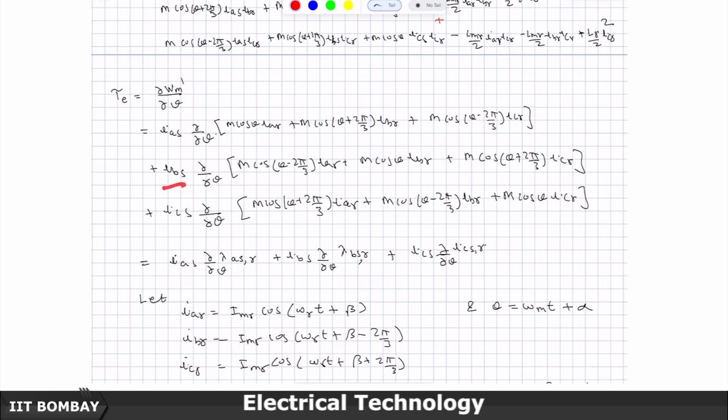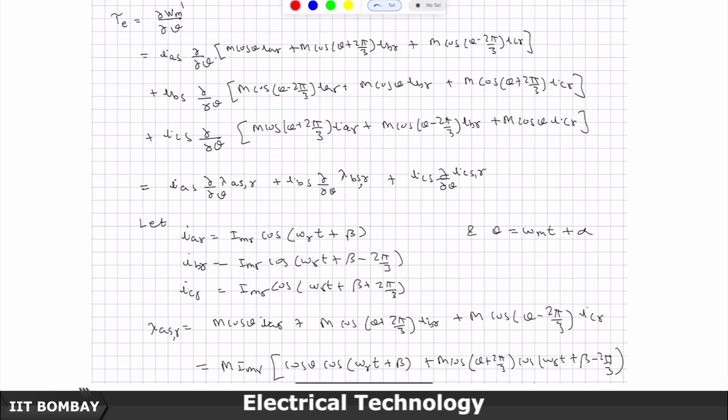Similarly, the next two terms are flux IBS times the partial derivative of the flux linkage in the B phase of the stator due to three phase currents in the rotor, and the third term is also for the C phase, which is similarly written. So, succinctly this whole thing can be written like this. Now, we just need to simplify these three terms. Our work is becoming easier, minute by minute it is becoming easier.